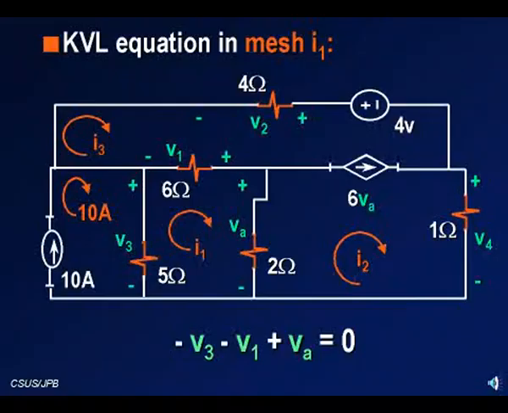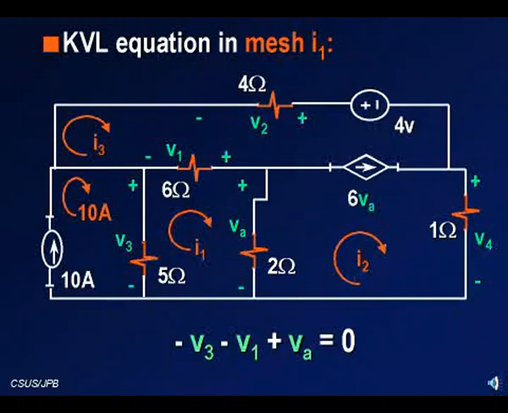Our next step is to write Kirchhoff voltage law equations in the meshes without current sources. This is what I would call a regular mesh. In other words, no current source in that mesh. In our problem, there is only one such mesh, mesh I1.